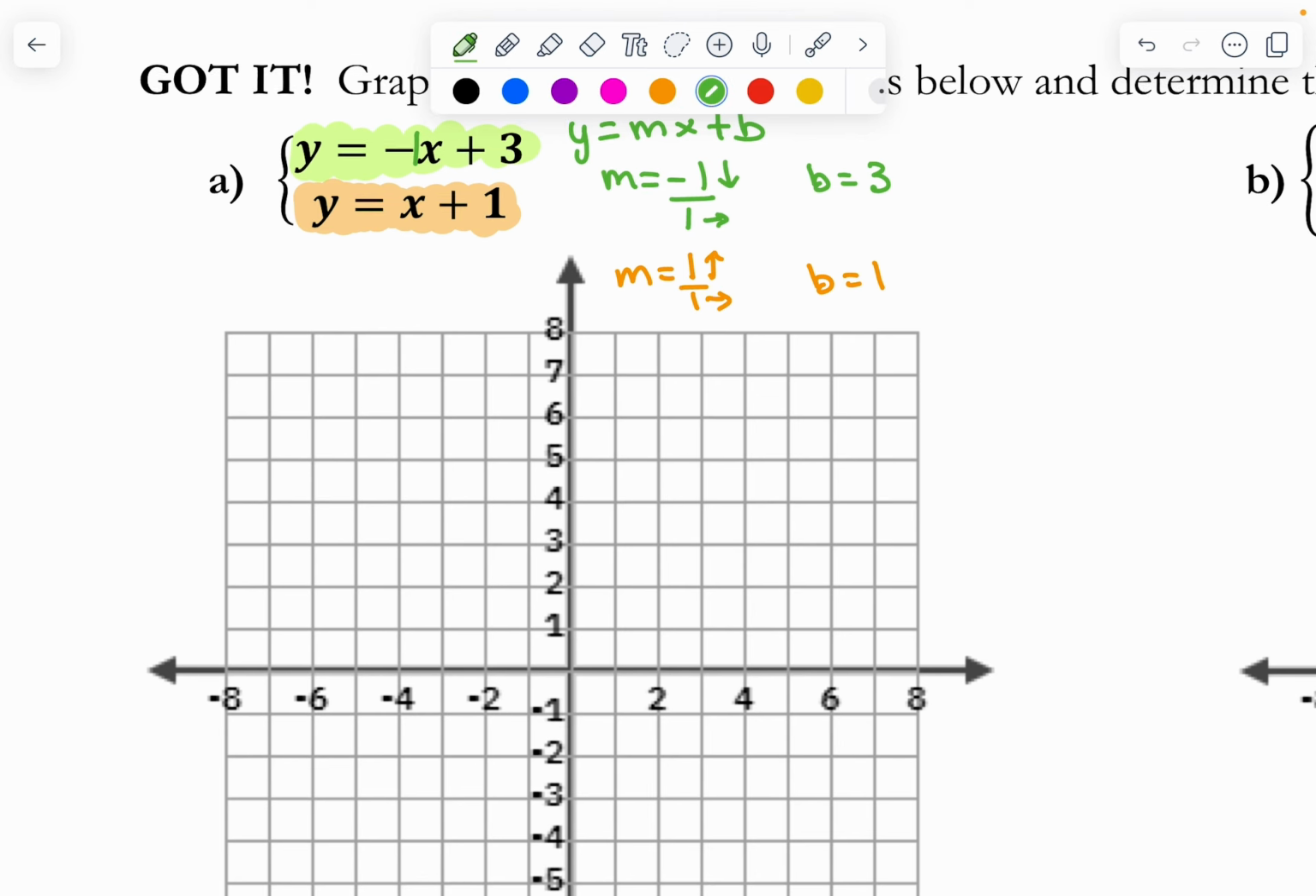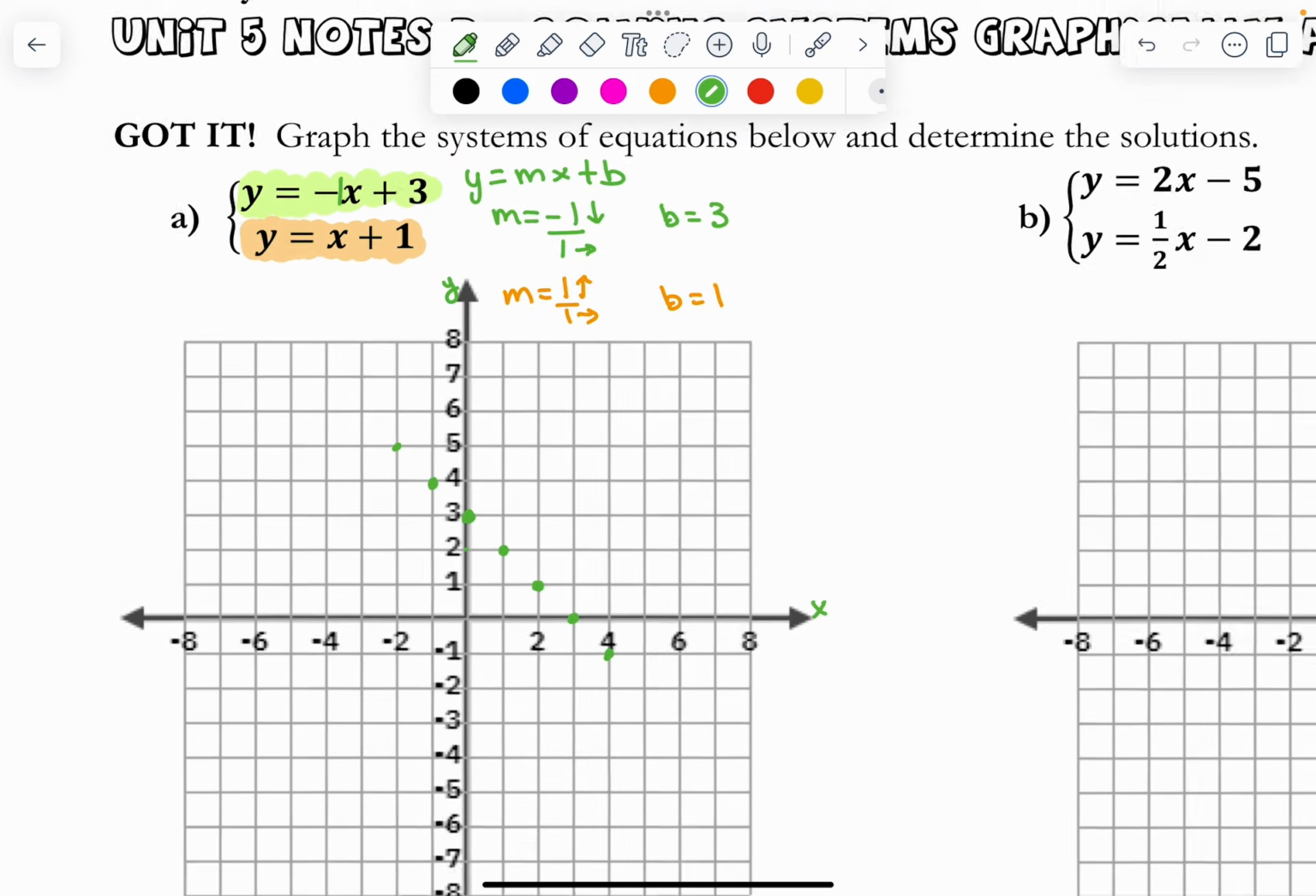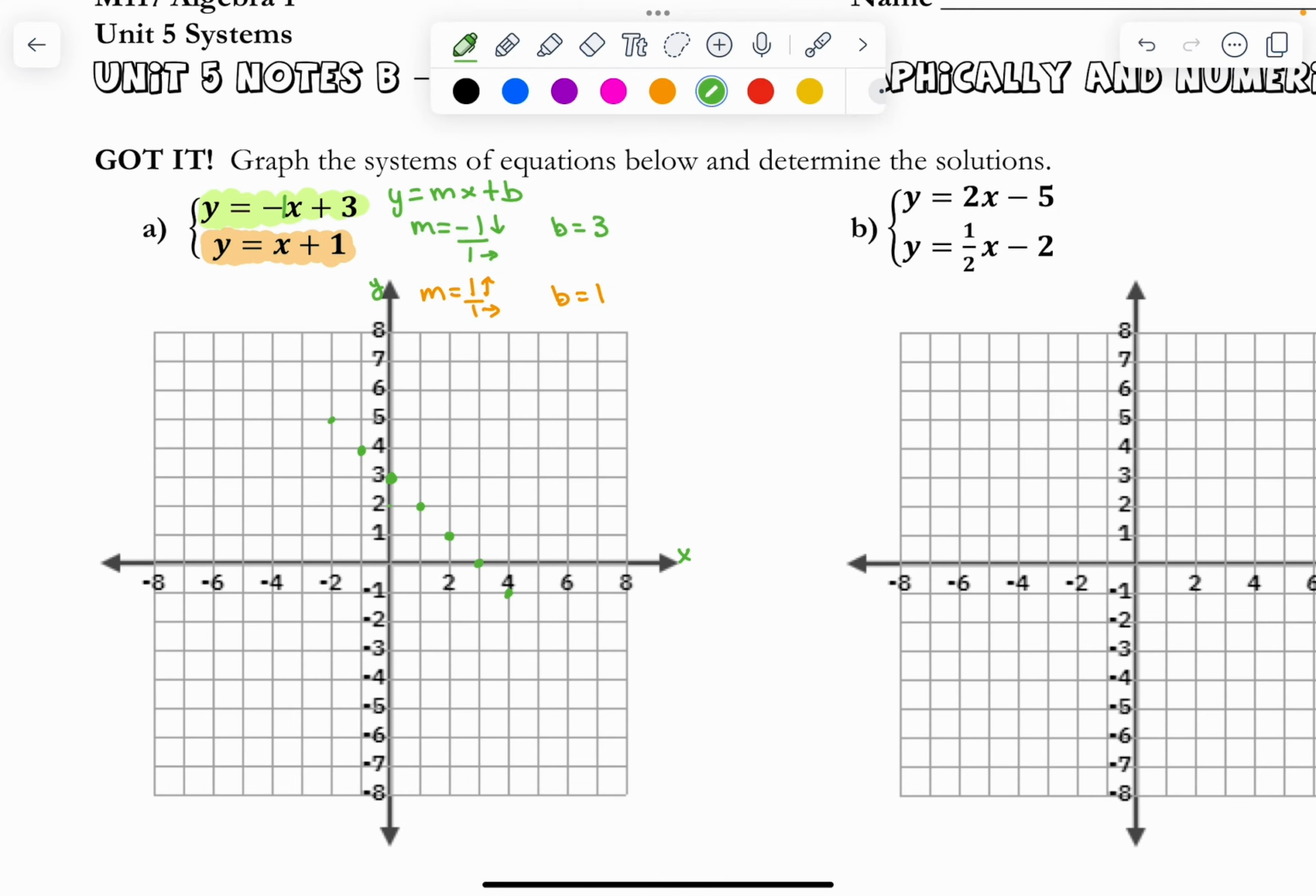So remember, we always start by graphing the y-intercept. For the green line, it is at 3. Remember, this is my y-intercept. So I'm going to put my first point at positive 3 on the vertical line there. Then we're going to take 1 step down, 1 to the right from the slope. That is my slope, so 1 step down, 1 to the right, 1 step down, 1 to the right, and I'm going to keep going. I'm going to stop right here. That's enough. So here we go. We are all done here. That's my first line. Super easy, right?